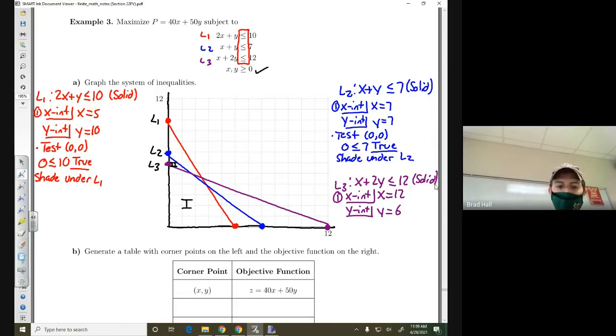So finally, we test the third line to see which one it actually ends up being. And what we end up getting is 0 is less than or equal to 12, which is true. So we get another true statement, which means we shade under that corresponding line, L3. So we're shading under the third line, or in other words, the purple line.